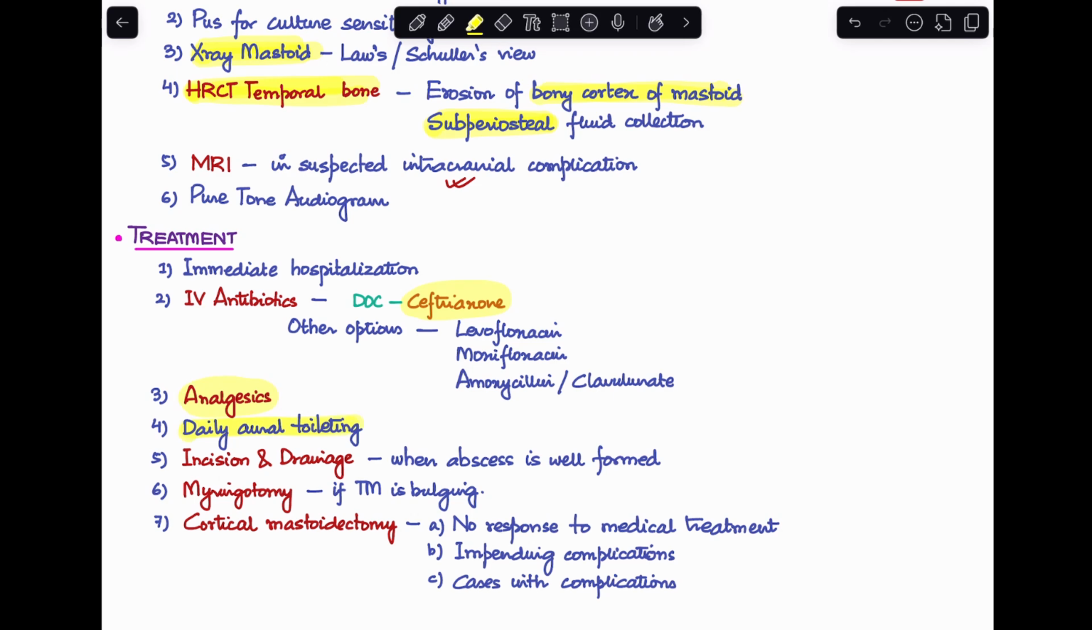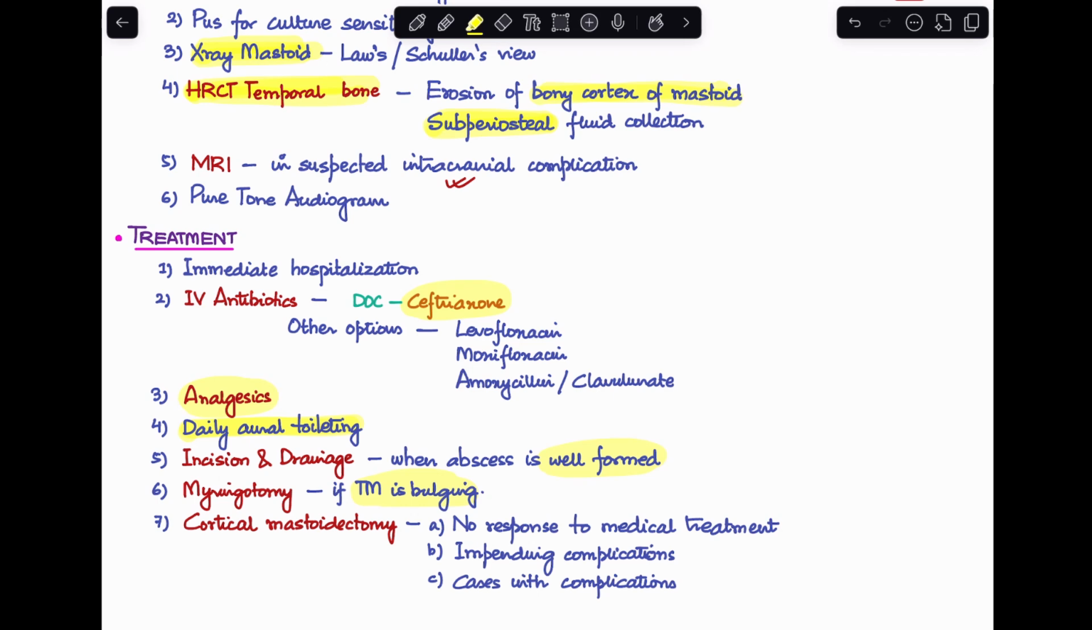You perform an incision and drainage only when the abscess is well formed. Otherwise, it is not required. It may subside with IV antibiotics as well. Myringotomy is indicated if this has followed a case of acute otitis media and you see that the tympanic membrane is bulging. In that case, you perform a myringotomy and a grommet insertion if required.